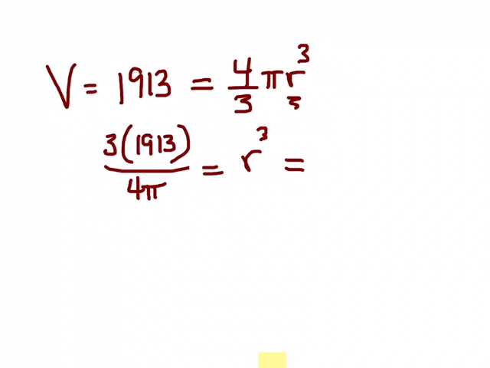So let's grab a calculator and evaluate this. 3 times 1,913, and then divided by 4, and divided also by pi. Another way to do it would be to evaluate what 4 times pi is and then divide by that. So I get 457 cubic centimeters. 456.9 something is what my calculator says. So that's 457 cubic centimeters is r cubed.